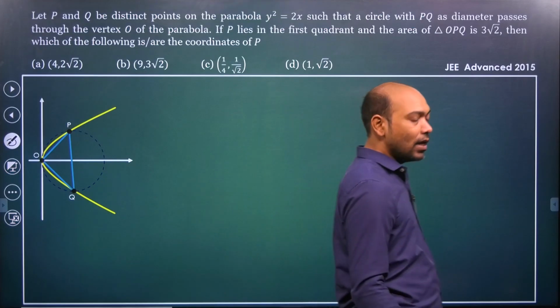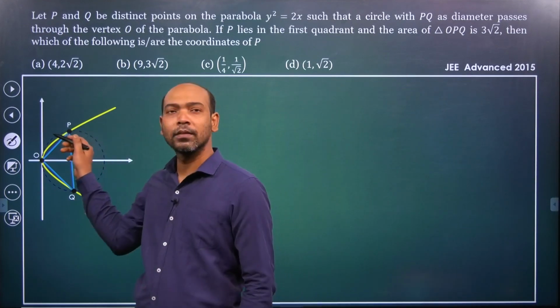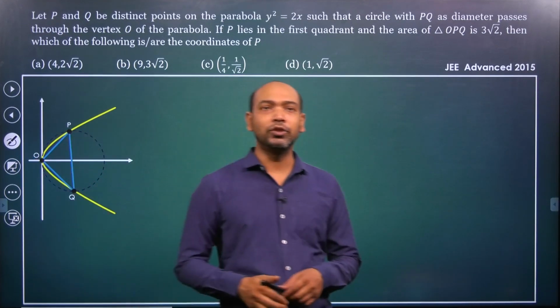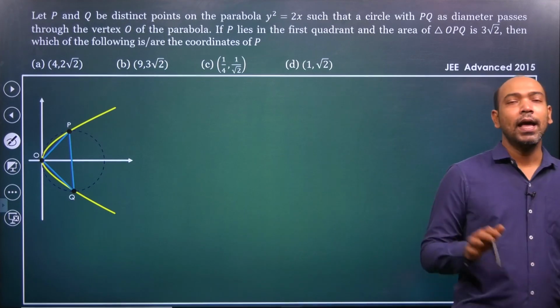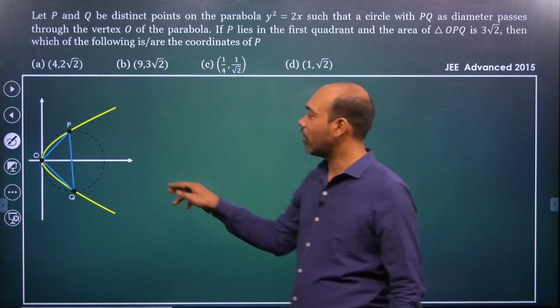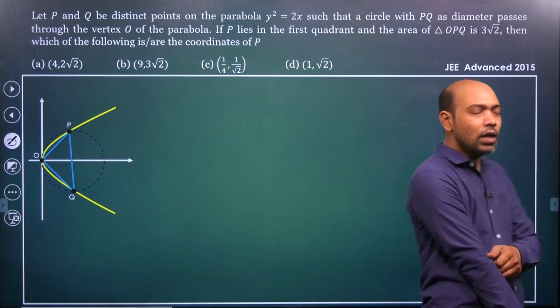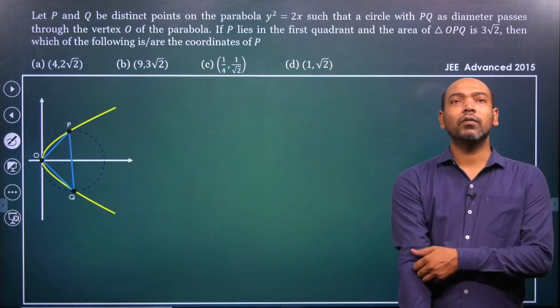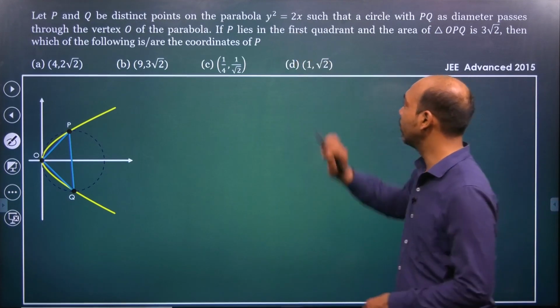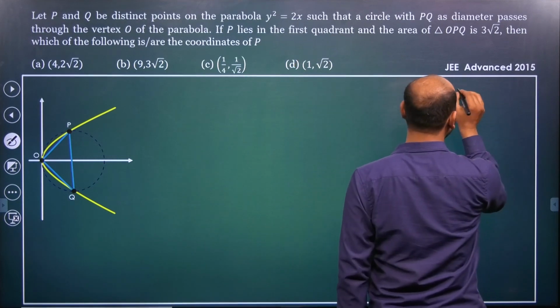Now it says to find the coordinates of the point P. That's our main job, how P can be found, and it only says that P lies in the first quadrant. So P is in the first quadrant. We'll start understanding the problem with the equation of the parabola.